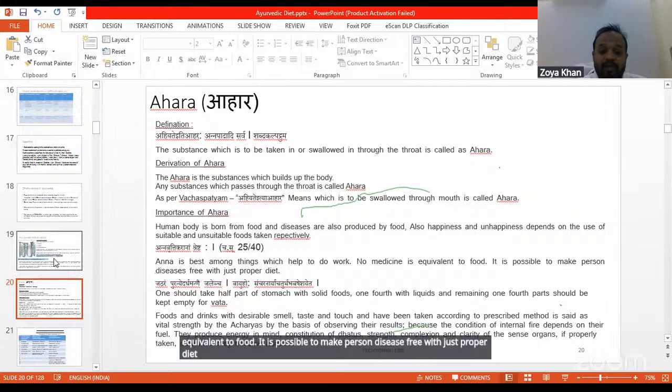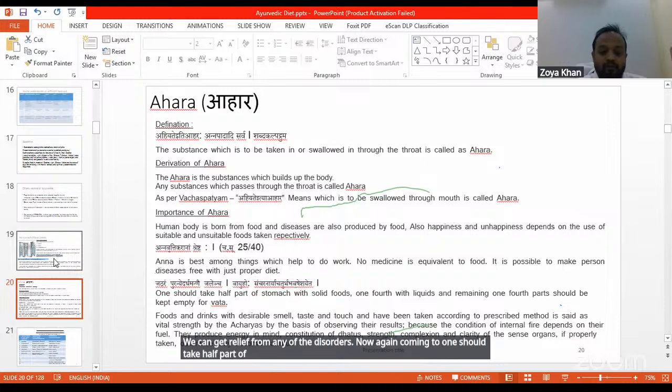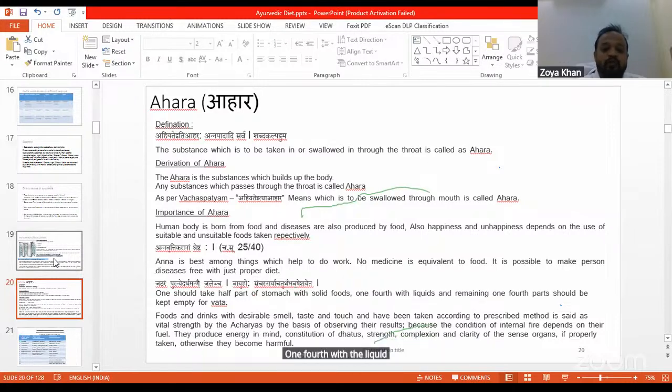As we all know, diet plays an important role. Just with the help of a perfect and proper diet and a balanced diet, we can get relief from many of the disorders. Now, one should take half part of the stomach with solid food, 1/4 with the liquid food, and the remaining 1/4 should be kept empty for vata.